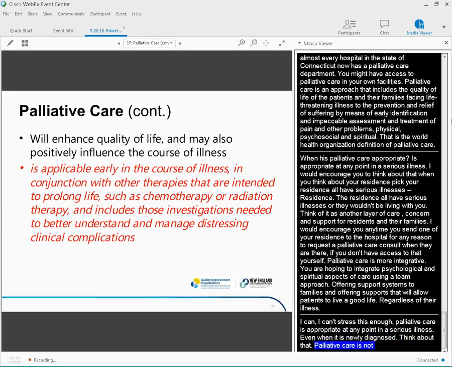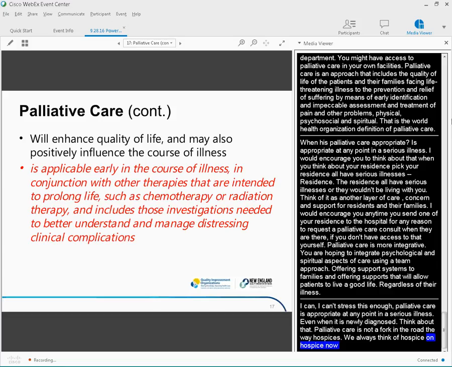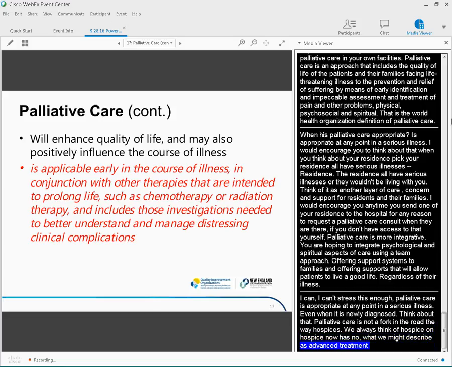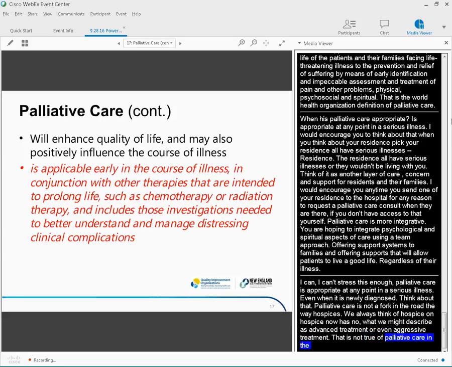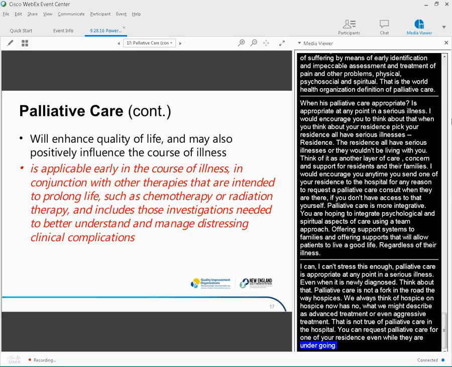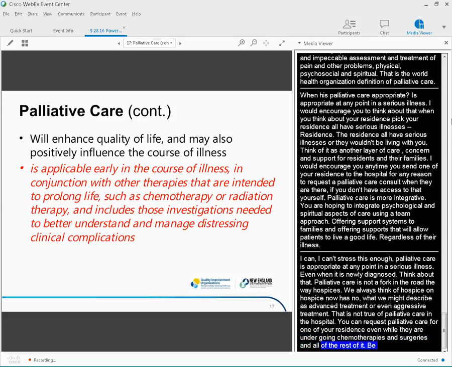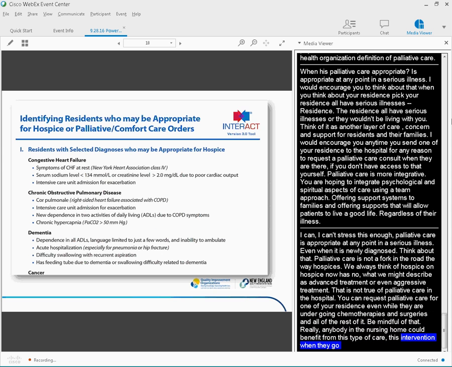You know, we always think of a patient on hospice now has no what we might describe as advanced treatment or even aggressive treatment. That's not true of palliative care in the hospital. You can request palliative care for one of your residents, and even while they're undergoing chemotherapy and surgeries and all the rest of it. So be mindful of that, because really anybody in a nursing home could benefit from this type of care, this intervention, when they go to the hospital, or if you are lucky enough to be able to access it within your own SNF or in your own community.